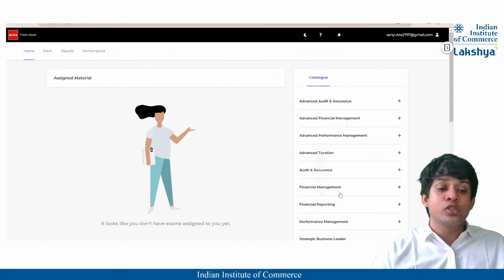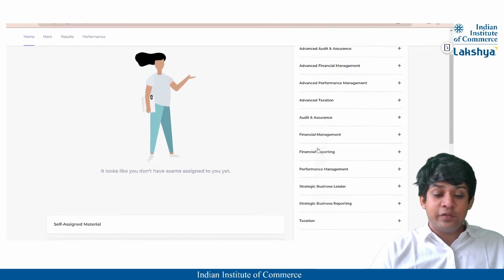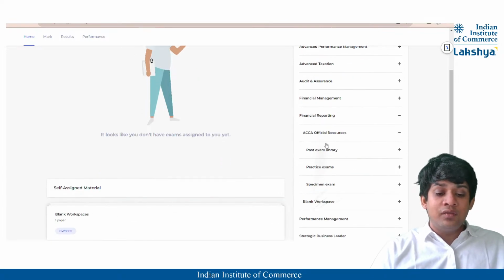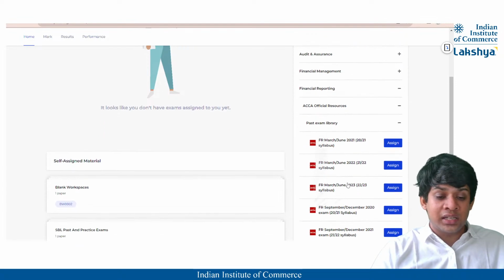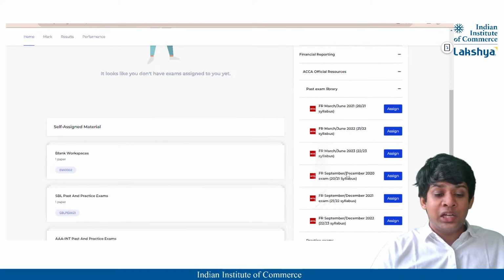So how are you supposed to assign exams? Say I'll just take financial reporting. Here is financial reporting. As soon as I click on this plus, it will open up ACCA official resources and blank workspace. So we will click on ACCA official resources. Then we go to past exam library. There it will show you the examinations of the previous years conducted, that is March 21, June 21, right? Your March, June 2022, your March, June 2023, and so on.